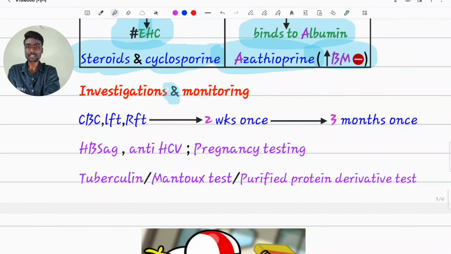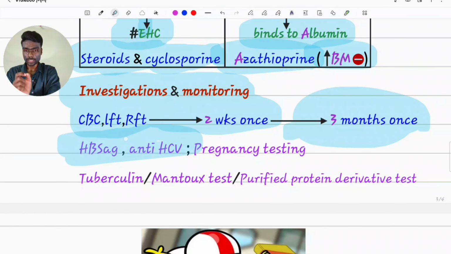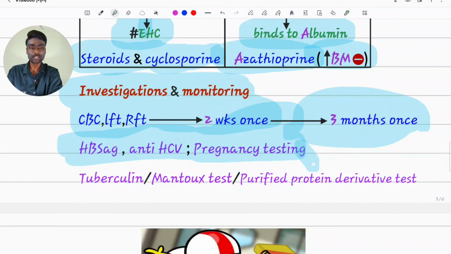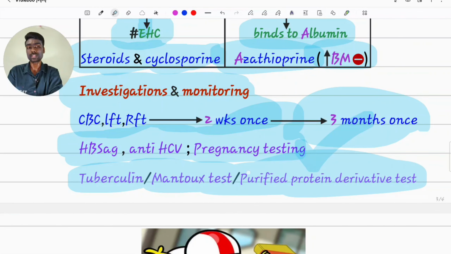Coming to investigations and monitoring. CBC, LFT, RFT every 2 weeks initially, while we are increasing the dose gradually. After we have reached a stable dosage, we can do it once in 3 months. Also HBsAg, anti-HCV, pregnancy testing. After ruling out pregnancy, that is pregnancy test negative, we have to record and then only proceed to give any teratogenic drug. Tuberculin test, Mantoux test, purified protein derivative test. All three are the same, to check TB.